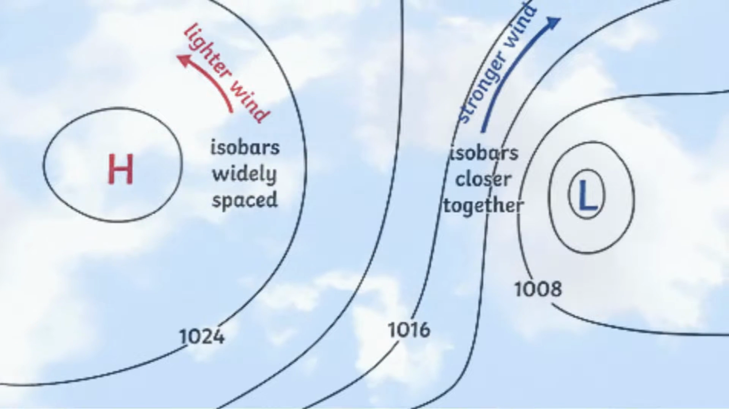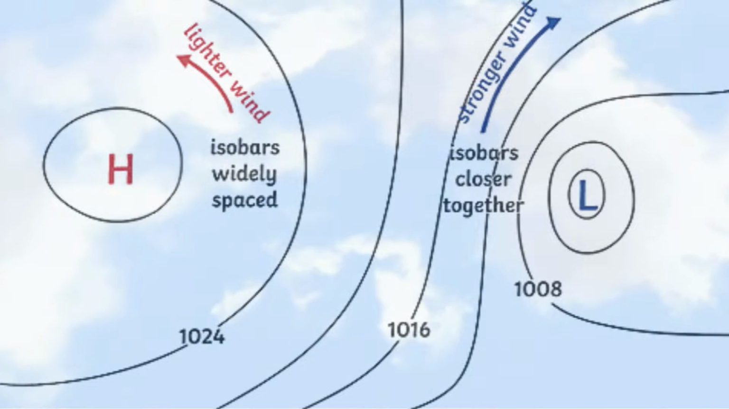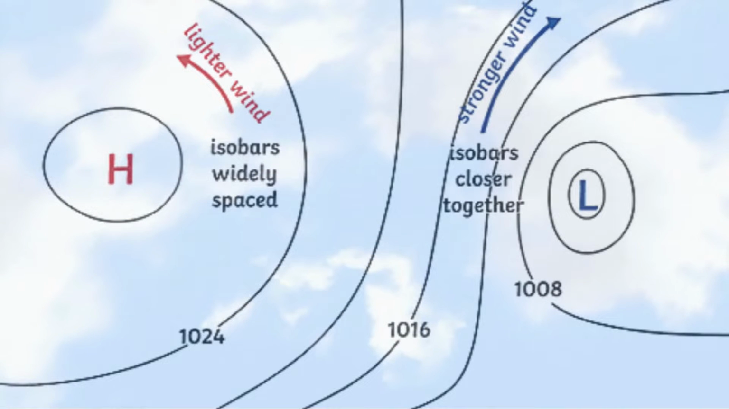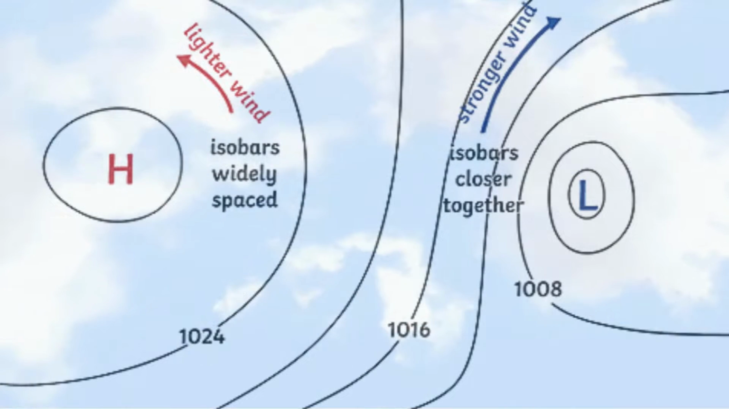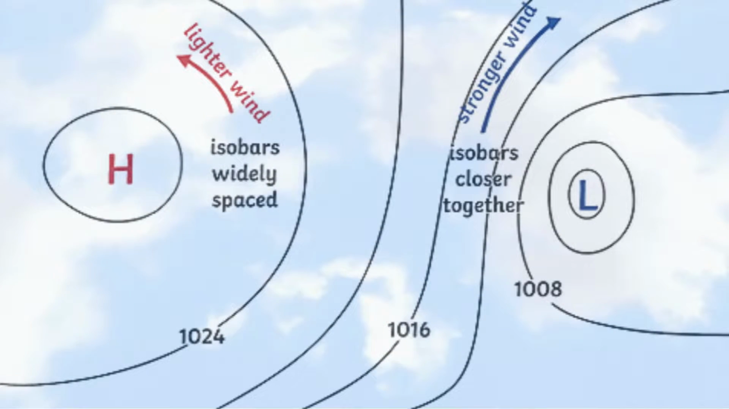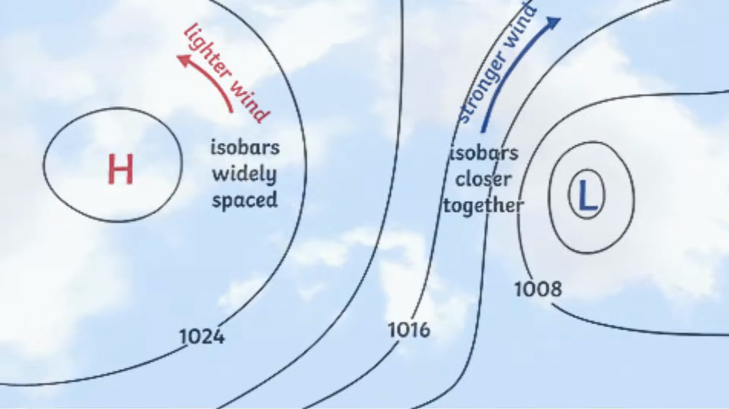Atmospheric pressure is symbolized on a weather map by lines similar to contour lines known as isobars. Notice on the map that where the values of the isobars are low, pressure is low, and where the values are high, pressure is high.